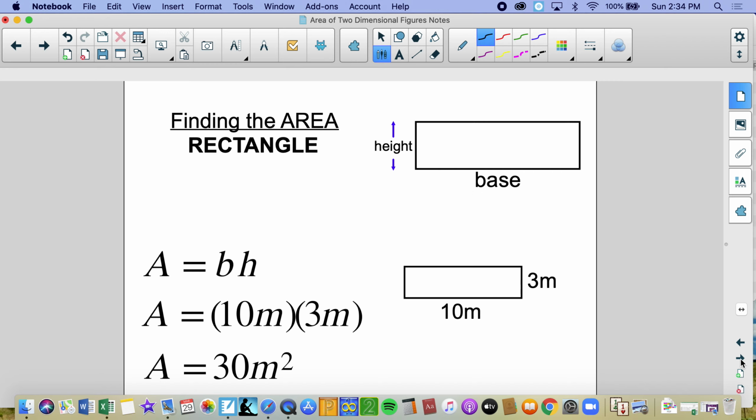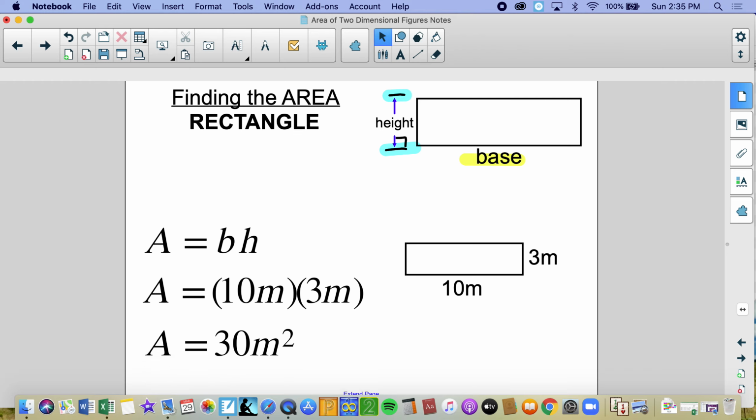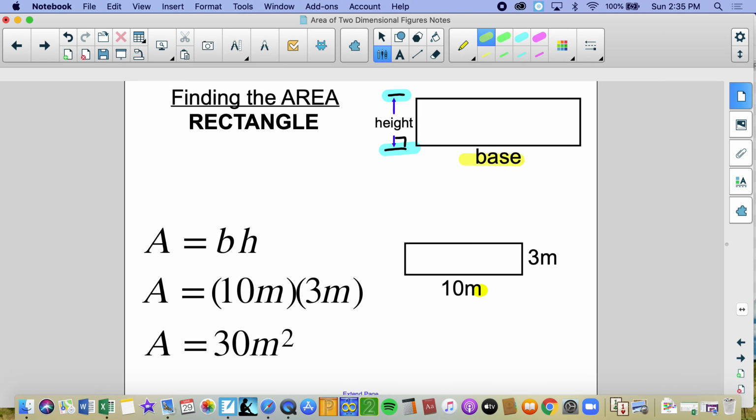Next figure is the rectangle that we had talked about. Rectangles, again, we have base times height. We know that the height must be perpendicular to the base, and that goes from the bottom to the top of the figure. So we see that our base and then our height goes from the base to the top of the figure. So our area is base times height. In this example, our base is going to be 10 meters and our height is going to be 3 meters. And we multiply 10 times 3, which is 30, and meters times meters, which gives us meters squared.